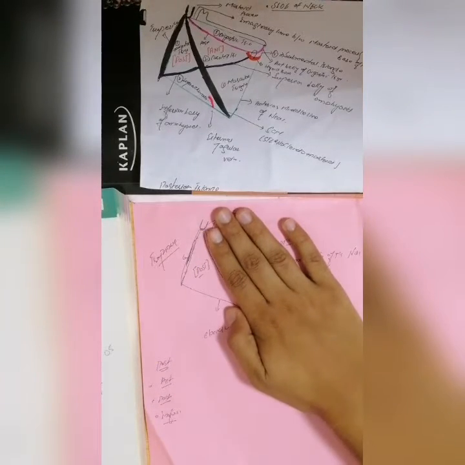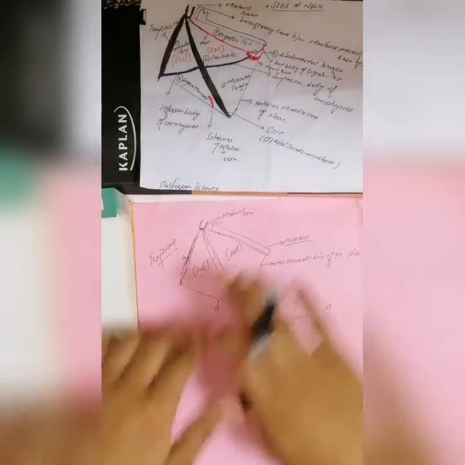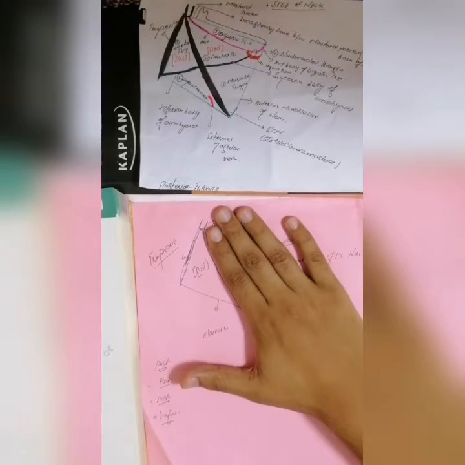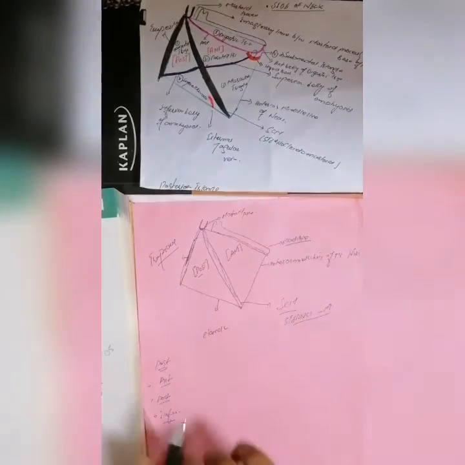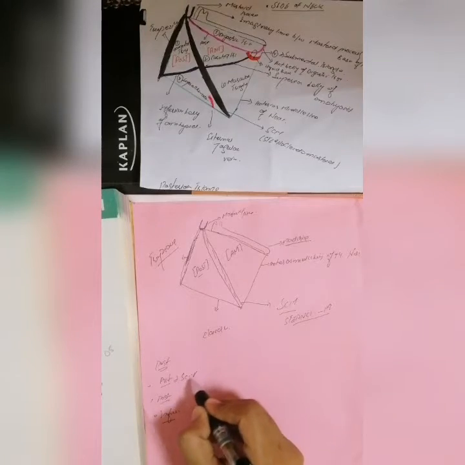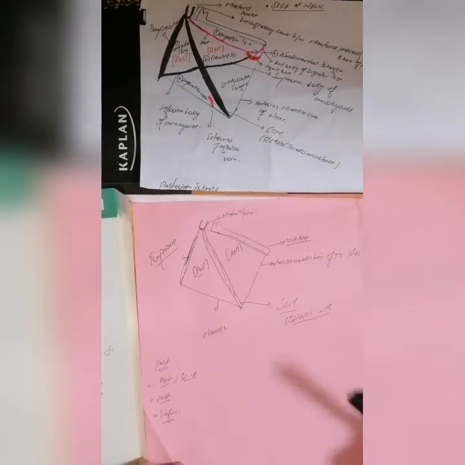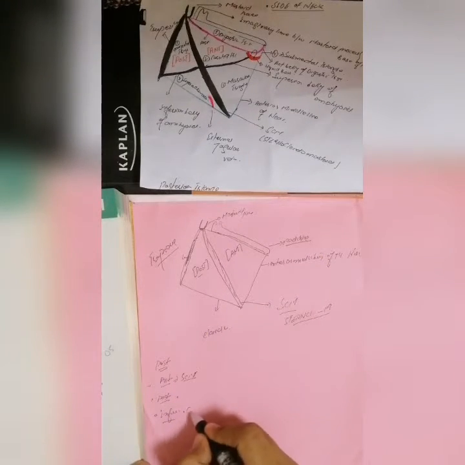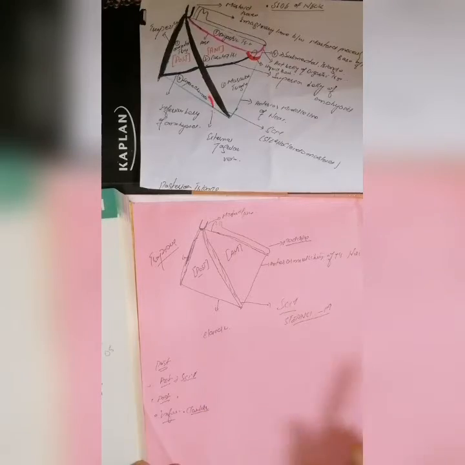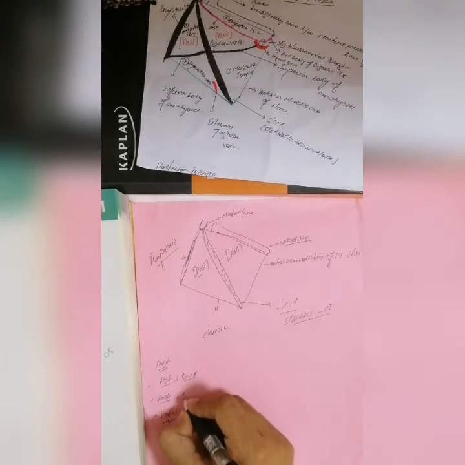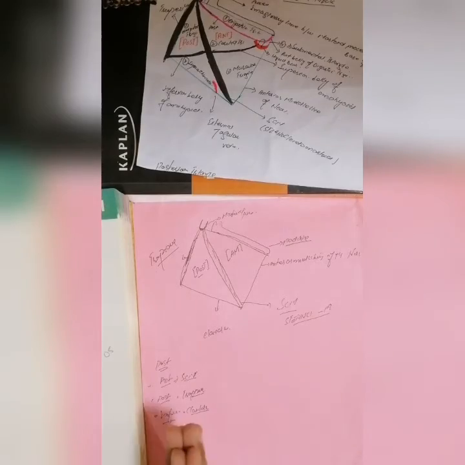So if you want to make the boundaries, right? What is the structure on the anterior side of this posterior triangle? We can simply say the sternocleidomastoid, SCM, right? And what is the inferior side of this triangle? We can say the clavicle. And the posterior side, we can say the trapezius. So mainly the posterior triangle consists of these structures.